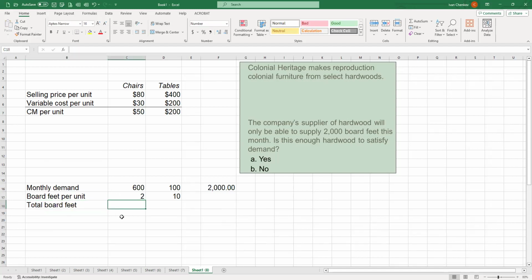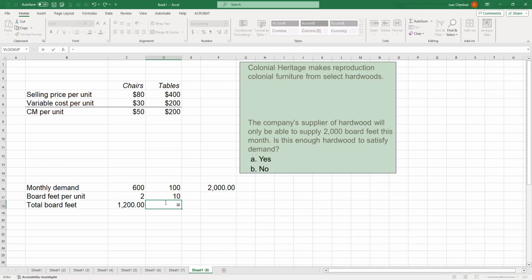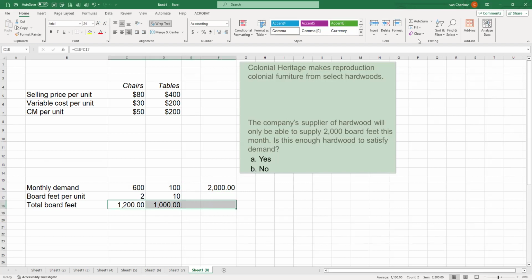That will be the question, correct? So how many board feet do I need to satisfy the demand for the chairs, for example? 1,200. That's very easy to calculate, correct? There's nothing scary here. For the tables, I'm going to need 1,000 board feet. In total, I'm going to need 2,200 board feet. So, do I have enough hardwood to satisfy my demand?